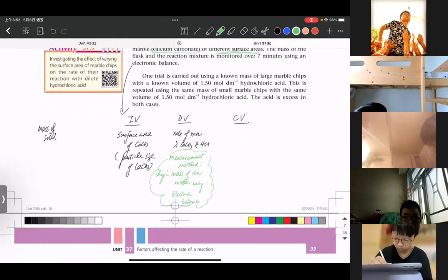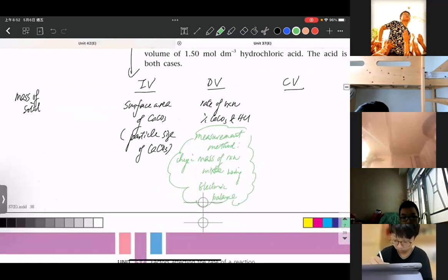So of course, depending on your design, you may change the red one to some other method, right? It depends on you. But for the whole investigation, the dependent variable is still the same. You are going to investigate how the surface area affects the rate of reaction between calcium carbonate and HCl.